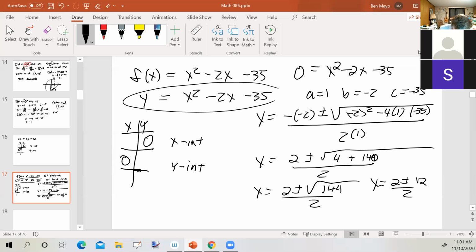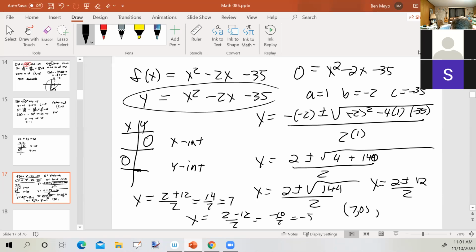So let's see. X equals 2 plus 12 over 2, which is 14 over 2, which is 7. X equals 2 minus 12 over 2, which is -10 over 2, which is -5. So we actually have two x-intercepts: 7, 0 and -5, 0. Those are the x-intercepts.